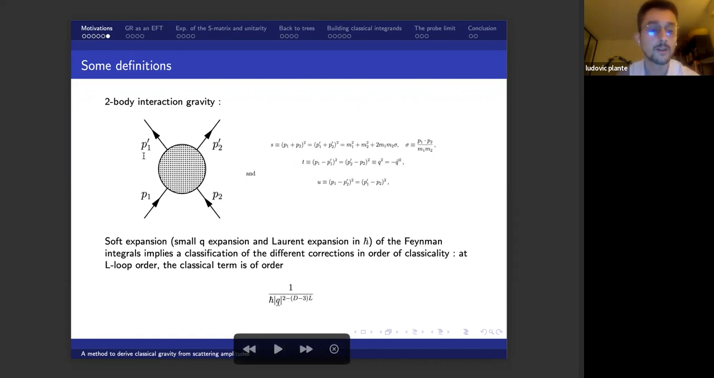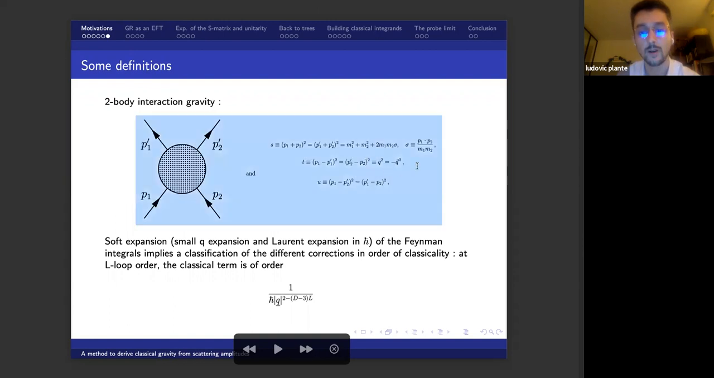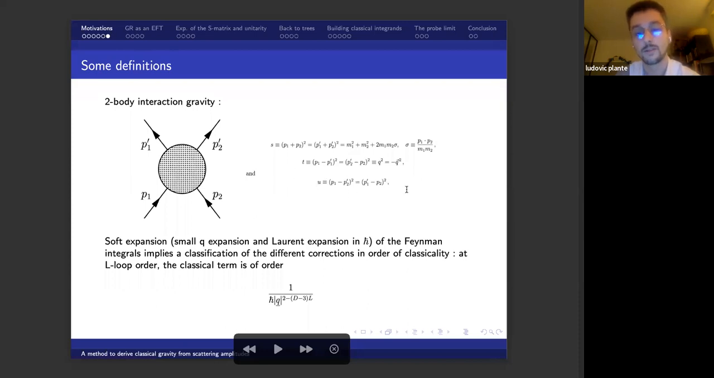Some definitions first. We consider 4-point scattering amplitudes with p1 and p1 prime being scalars of mass m1, and p2 and p2 prime scalars of mass m2. You define your Mandelstam variables. s is the square of the energy, and sigma is the product of p1 and p2. t is the square of the momentum transfer. And u is not independent of s and t, as you know. So s and t are the 2 independent Mandelstam variables.